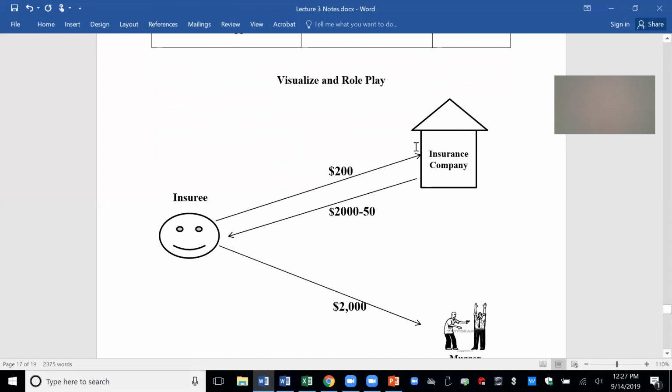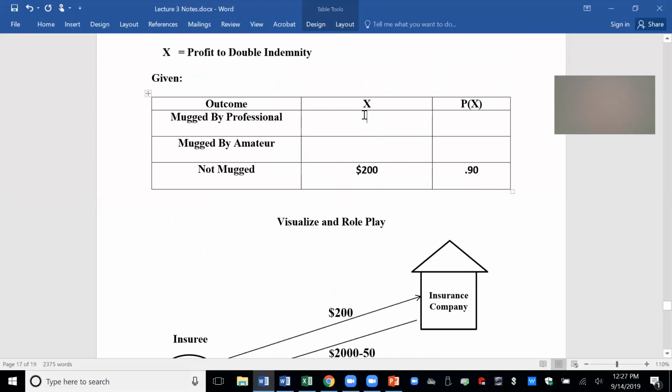So here's our perspective. We want expected value to the insurance company. Okay. So what are the ins and what are the outs? $200 came in, $19.50 went out. Our net is we lose $17.50. $19.50 out, $200 in.